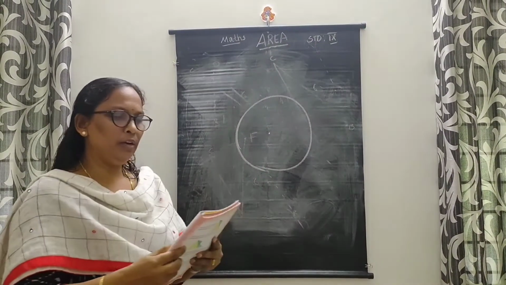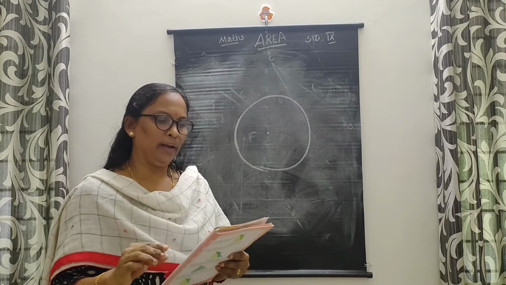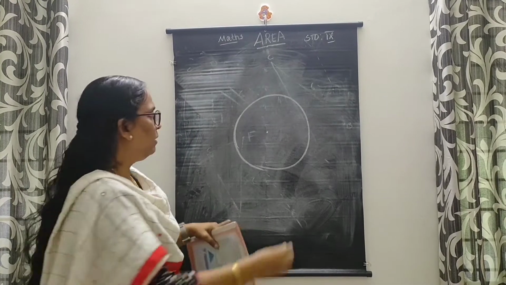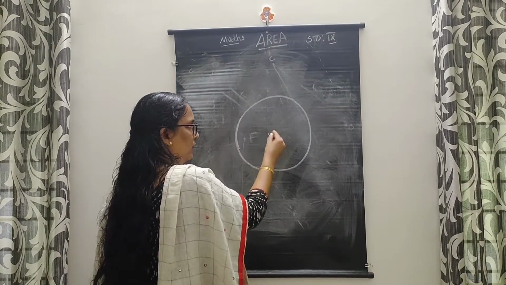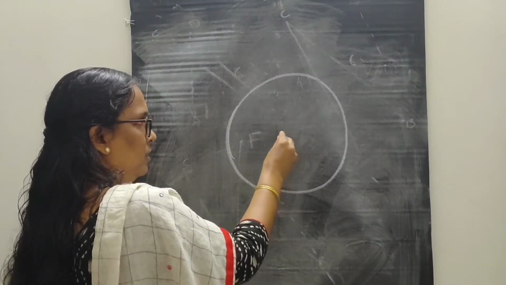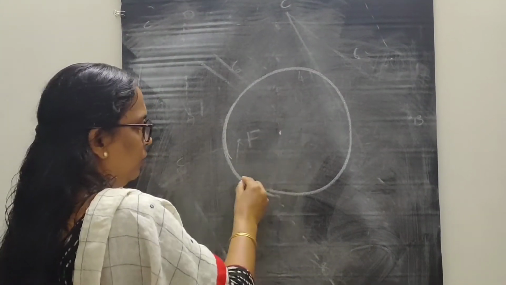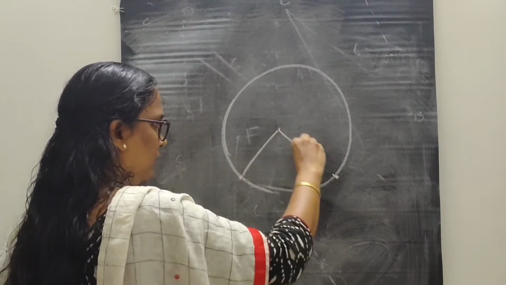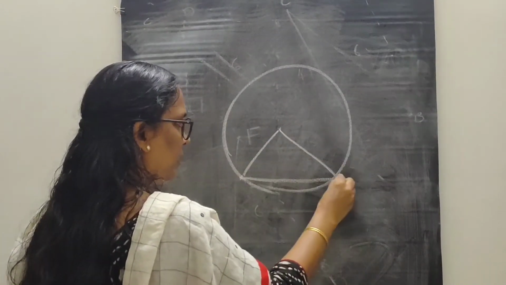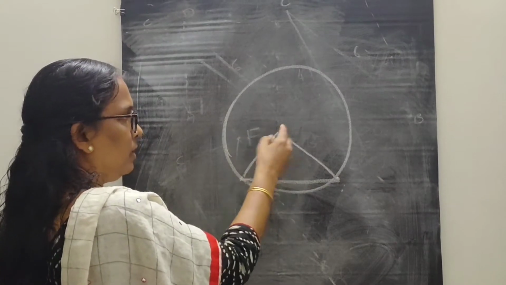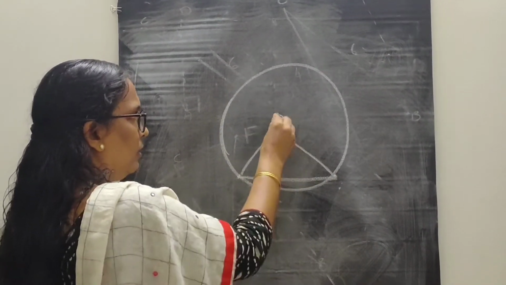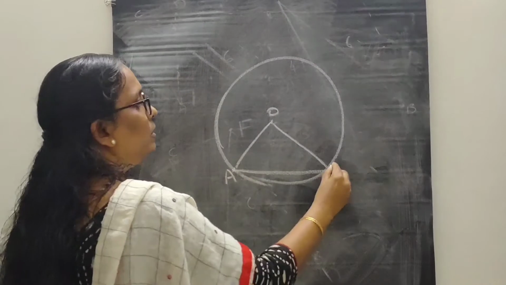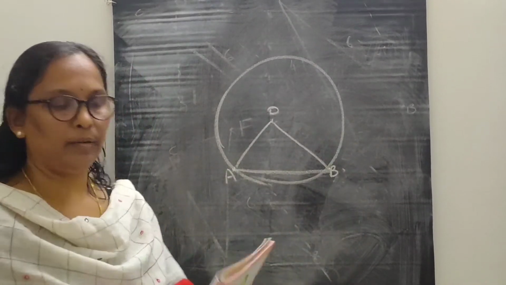And one vertex at the center of the circle and other two on the circle. Three vertices are there. The first vertex is on the center and the other two on the circle. So we can draw a triangle like this. Now it is a triangle with one vertex at the center O and the other two on the circle. We can take them as A and B.